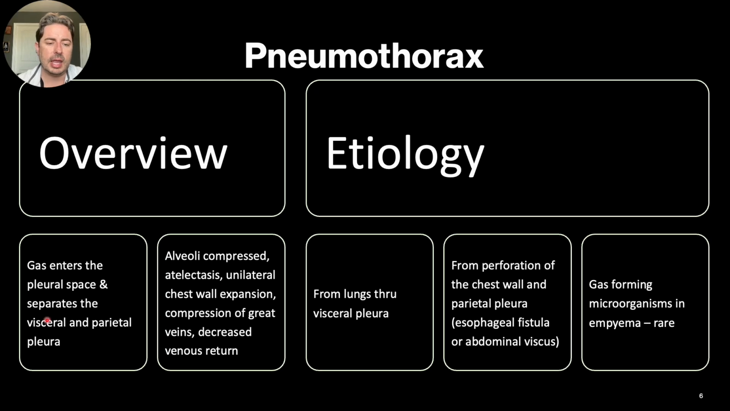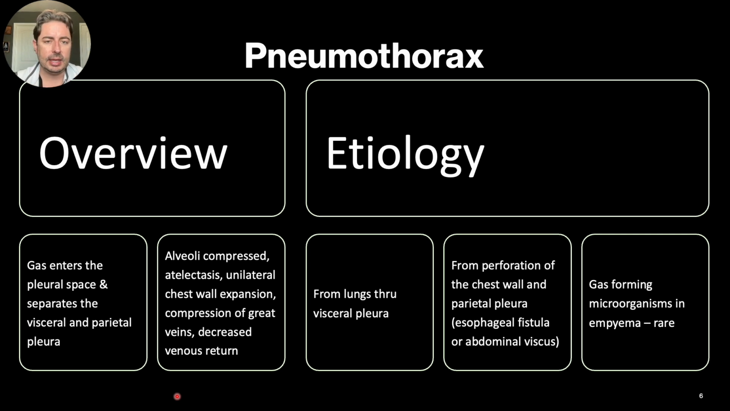The definition that we have is gas enters the pleural space and separates the visceral and the parietal pleura. So that's our definition when it comes to pneumothorax. For a simpler term, it is air in the pleural space that is not supposed to be there, right?